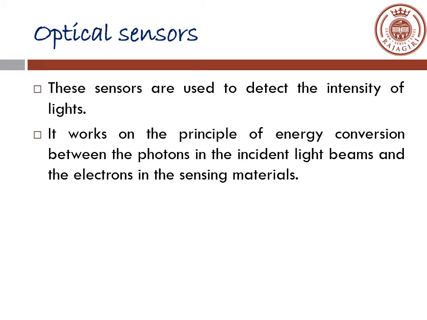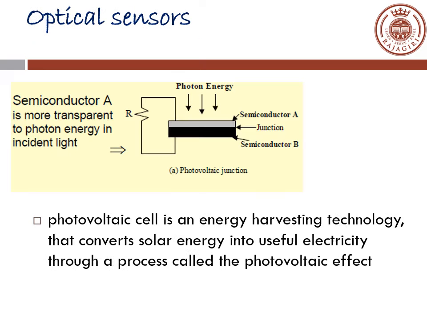It is the energy conversion between the photons inside the incident light and the electrons in the sensing material. So the energy conversion between the photons present inside the incident light and the electrons inside the sensing material, that is the working principle of the optical sensor. Now we will discuss the first kind of optical sensor.